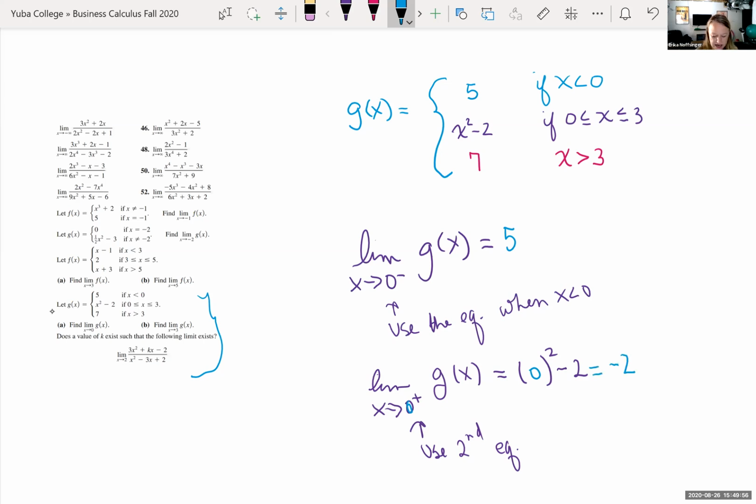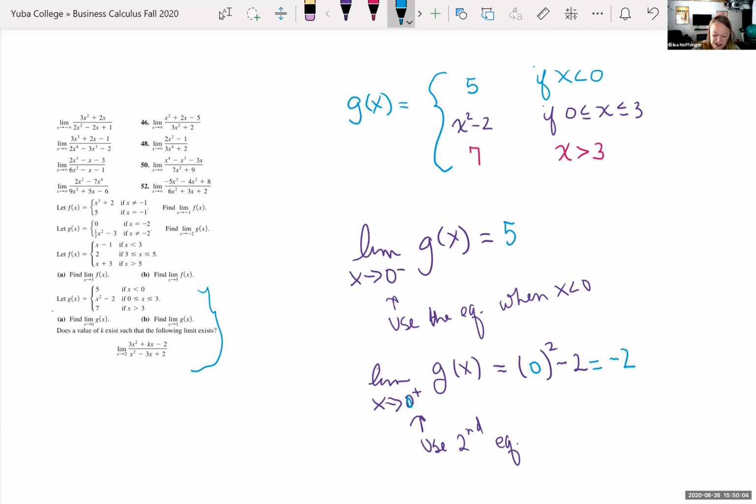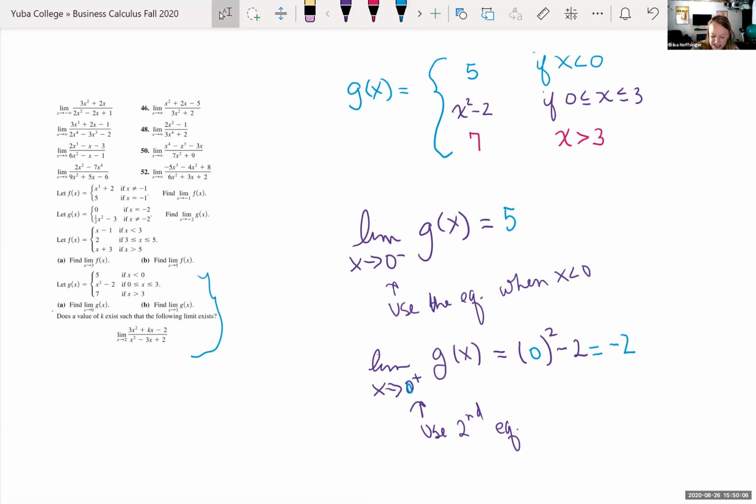And so I can see I have a jump in my graph here because my y values on the left, as x approaches 0, my y value on the left goes to 5, whereas as x approaches 0 on the right, my y value is going to negative 2. The limit as x approaches 0 of g of x does not exist.